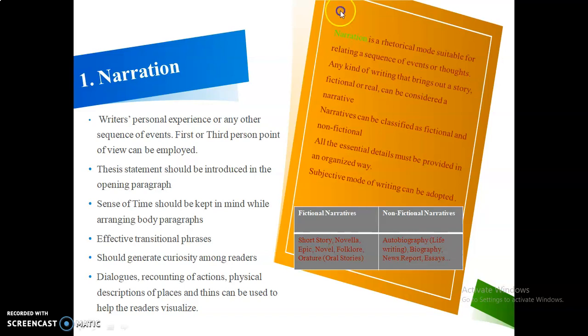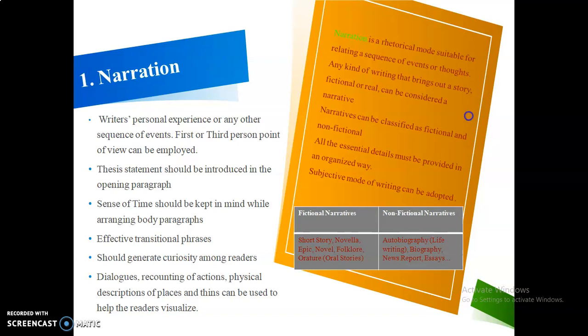So any kind of writing that brings out a story, fictional or real, can be considered a narrative. And what is meant by narrative? Narrative can be considered as any kind of writing that brings out a story, fictional or real. That could be a fictional story or real story. So for example, a short story or a novel can be considered as a narrative because it gives us a story. Even a film, a movie, can be considered as a narrative because it gives us a story. It tells us a story in a particular order.